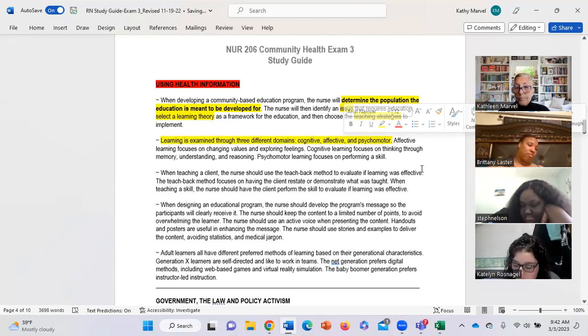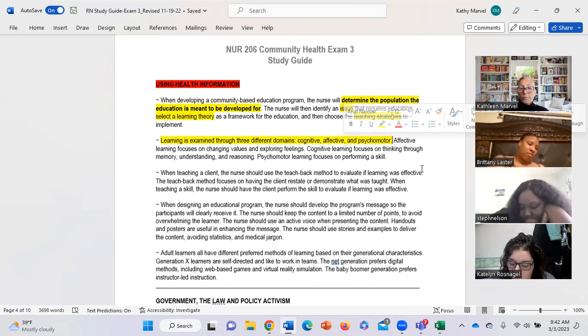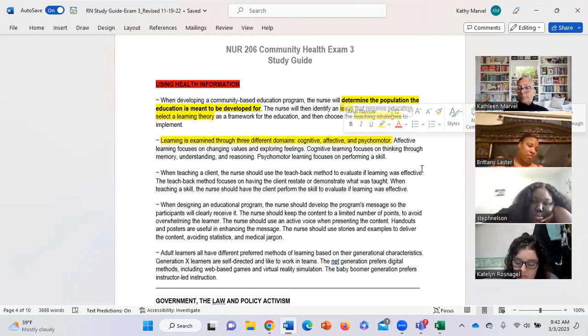Okay. Cognitive is your thinking, your memory, your understanding, your reasoning. And this is right in here. Affective is your feelings, exploring your feelings, changing your values. And then psychomotor is the skill, the hands-on. So those are your 3 different domains of learning.